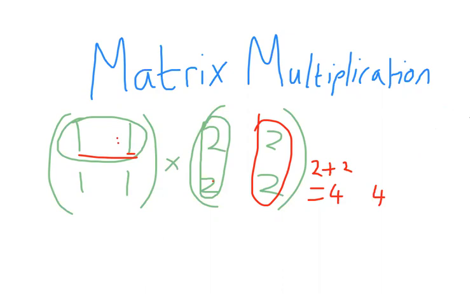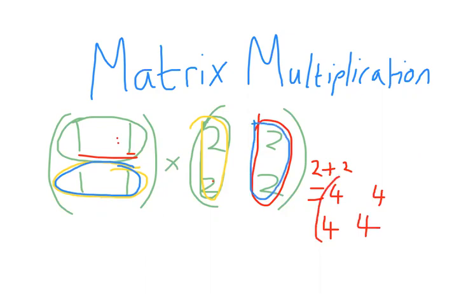Now that we've done the top 2 rows with the top 2 numbers, we don't need to use the top row anymore for our multiplication. Now we can use the bottom row for our multiplication. And we're going to now do bottom row times first column. So 1 times 2 is 2, plus 1 times 2 is 4. And then we're going to do the same and look at the bottom row, last column. And that's going to give us 4. So the answer is 4, 4, 4, 4.